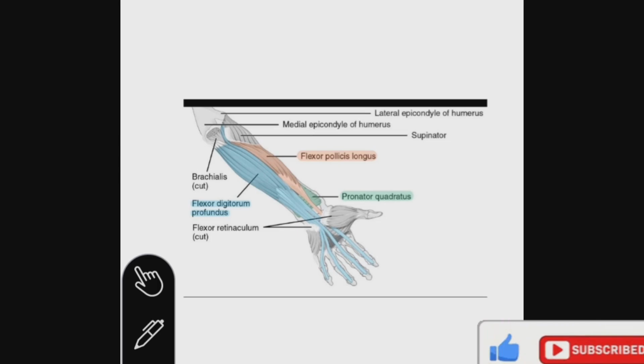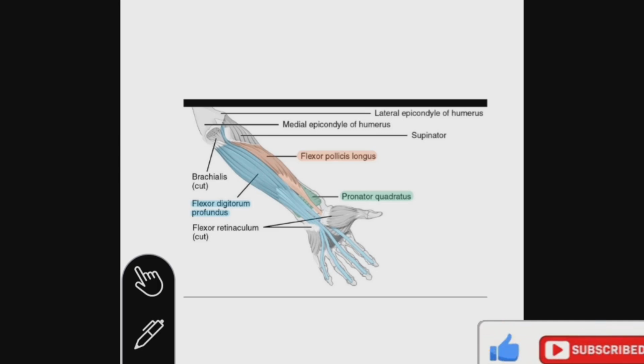Now, it's important to know that the anterior compartment muscles are flexor pronators. All of them originate from the medial epicondyle. All of them are innervated by the median nerve, except for flexor carpi ulnaris and the medial part of the flexor digitorum profundus. Their function is gotten through their name. So pronator teres is a pronator.